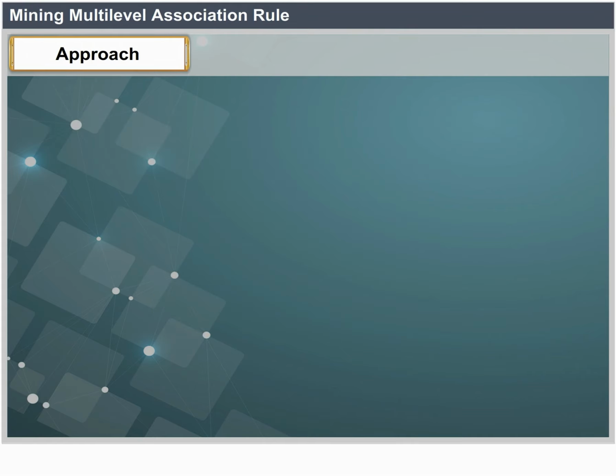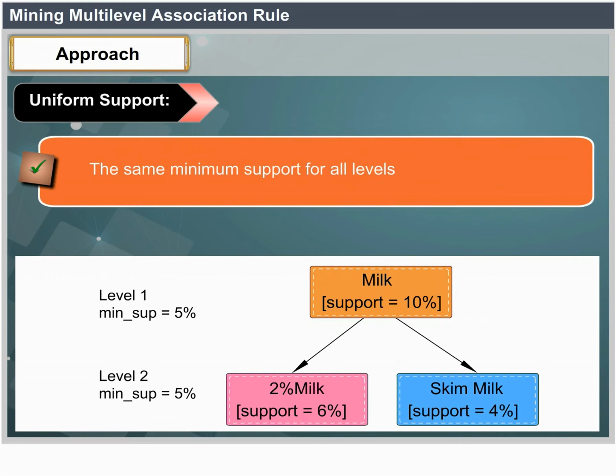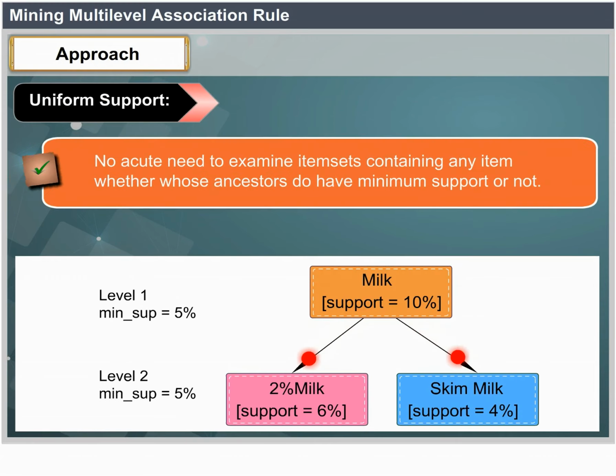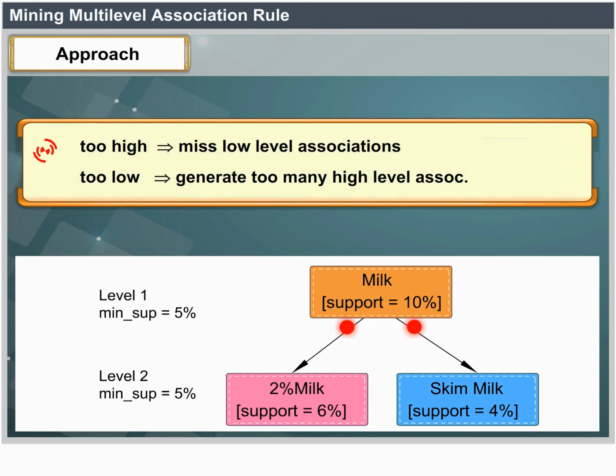Uniform support: the same minimum support for all levels. One minimum support threshold. No need to examine itemsets containing any item whose ancestors do not have minimum support. Drawback: lower-level items do not occur as frequently. If the support threshold is too high, it misses low-level associations. If it is too low, it generates too many high-level associations. Level 1, minimum support is 5%. Level 2, minimum support is 5%.